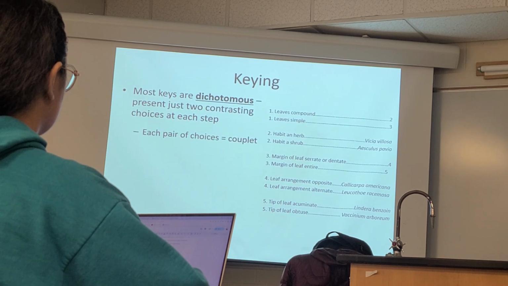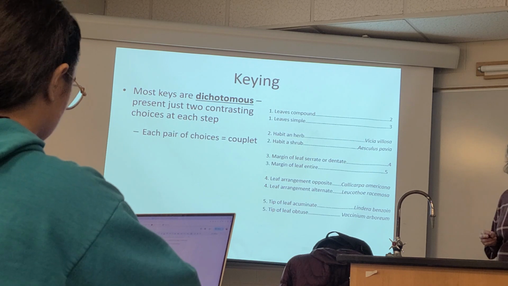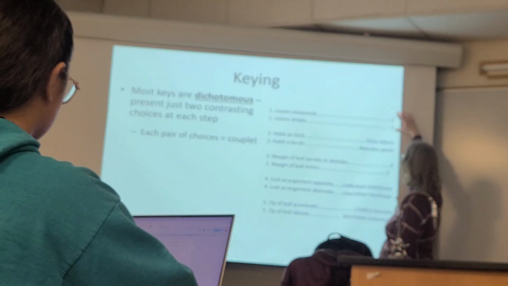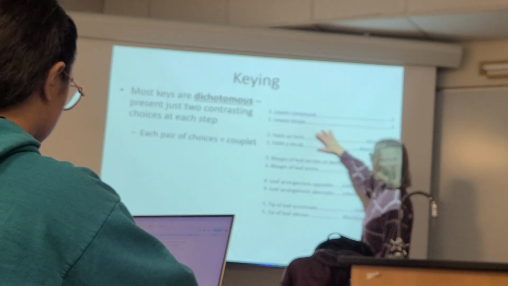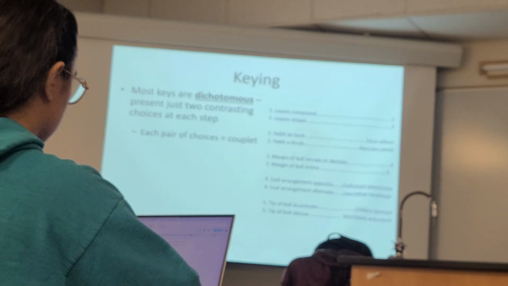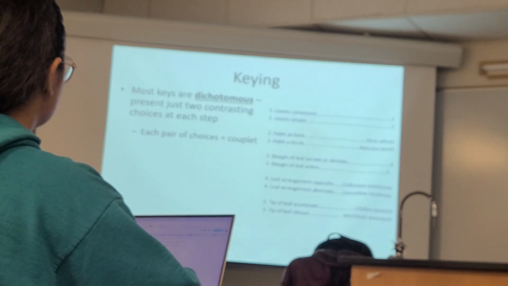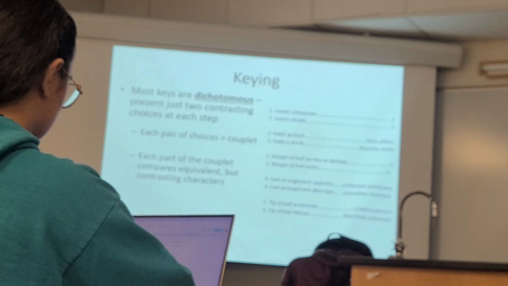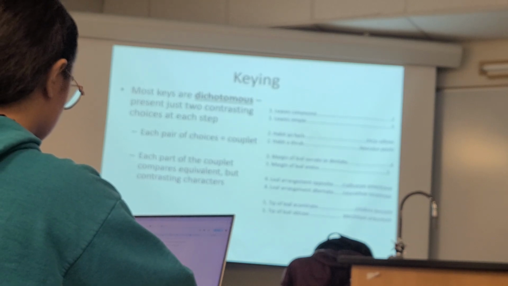Each pair of choices in a dichotomous key is referred to as a couplet. Right? So for example, this would be a couplet right here, got 2 options. This would be a couplet right here, right? This would be a couplet, and so on and so forth. Each part of the couplet is going to compare equivalent but contrasting characters.